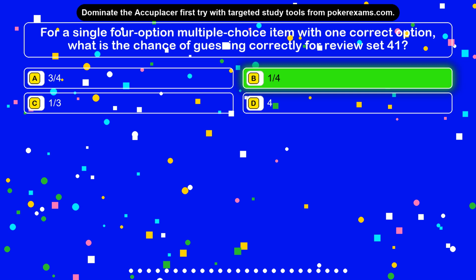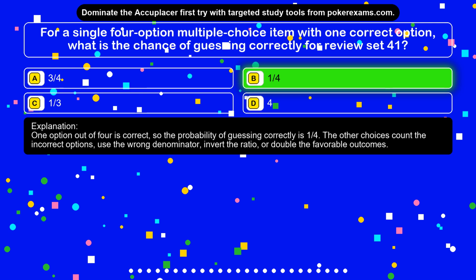The correct answer is option B, 1/4. One option out of 4 is correct, so the probability of guessing correctly is 1/4. The other choices count the incorrect options, use the wrong denominator, invert the ratio, or double the favorable outcomes.